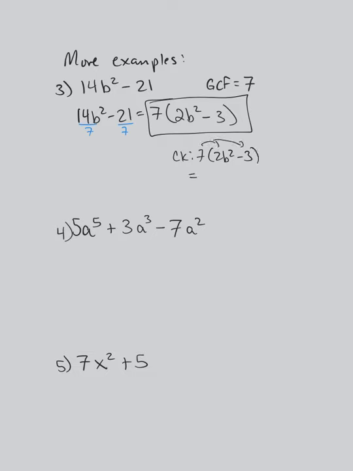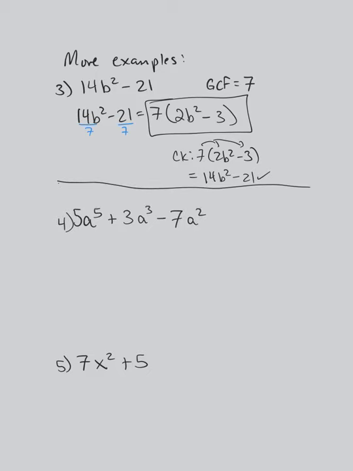But it's easy whenever you just look to convince yourself that something's correct. So anyway, we have 7 times 2, which is 14, and then b squared when I distribute, and then minus 7 times 3 is 21, and that's where the problem started out at. So we know we're correct there. All right, now in this next one, let's see what we can do.